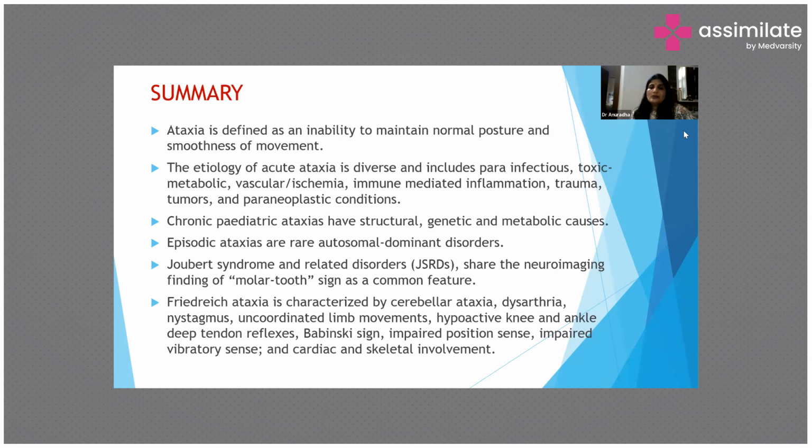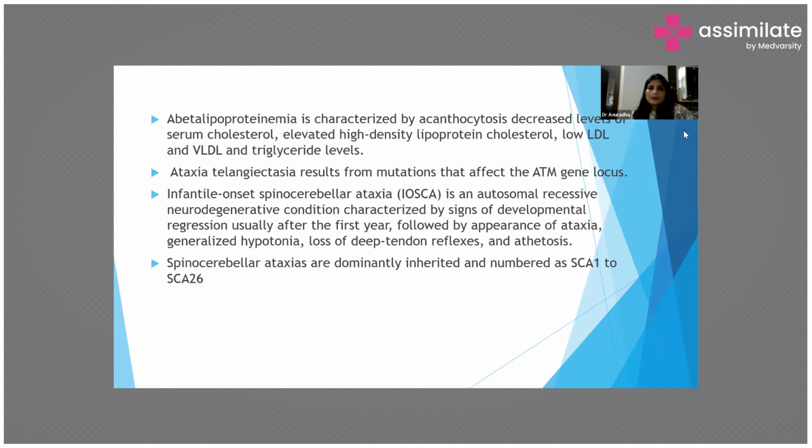Joubert syndrome is a rare disorder. It is diagnosed by neuroimaging, the MRI molar tooth sign. Friedreich ataxia is a hereditary ataxia, in which there is ataxia, dysarthria, nystagmus, decreased DTR, Babinski sign, and problems with posterior column sensation, and of course, cardiac and skeletal muscle involvement. Abetalipoproteinemia presents as chronic diarrhea, acanthocytosis, decreased cholesterol levels, and signs of vitamin E deficiency.